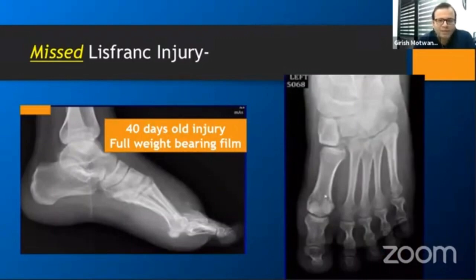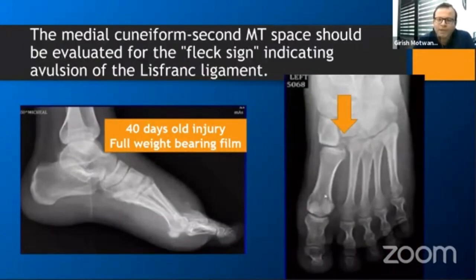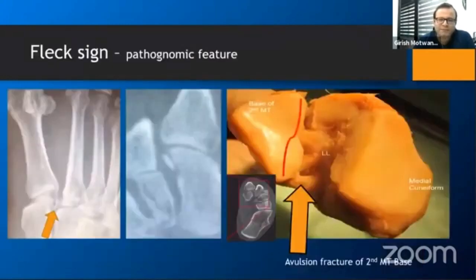So 40 days down the line, same patient, if you look at here, the full weight-bearing film is showing now clearly a fracture of the second metatarsal base and distortion of the margins. And what does that base of the second metatarsal fracture mean? It's basically a fleck sign. So it's an avulsion fracture from the base of the second metatarsal due to the avulsion of the Lisfranc ligament, which is a pathognomonic feature of Lisfranc joint pathology.